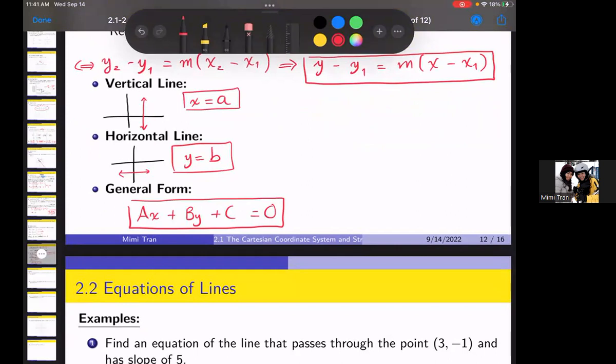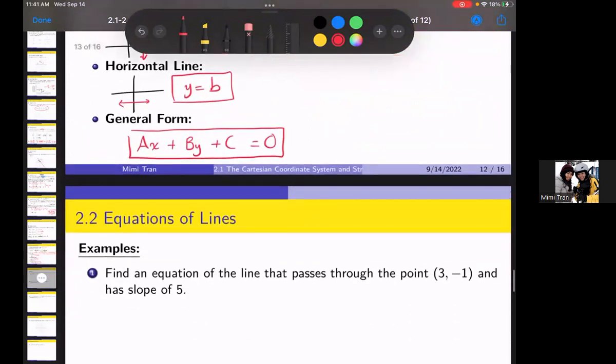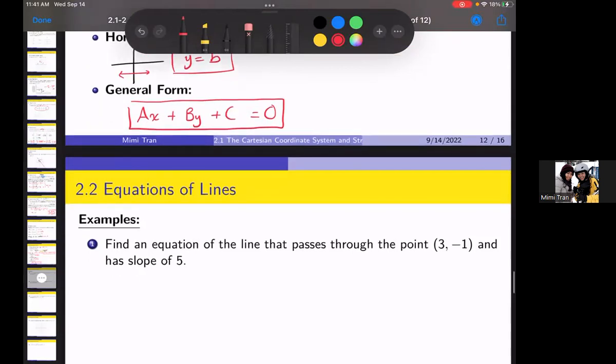Let's do number 1 and we call it a day. Find an equation of a line that passes through the point (3, -1) and has a slope of 5. So when I ask you to find an equation of a line, you need 3 things. Can someone name one of them? Yes, very good. We need a slope, right? We need m. What else? A point, right? We need a point.